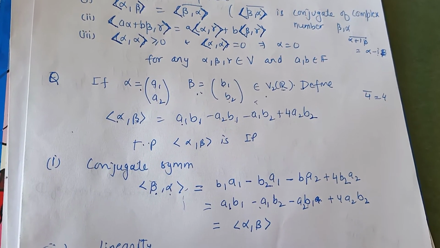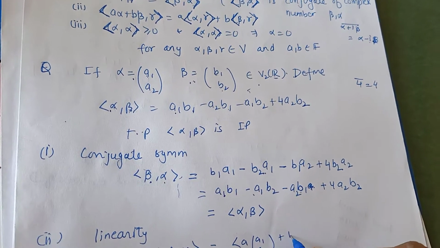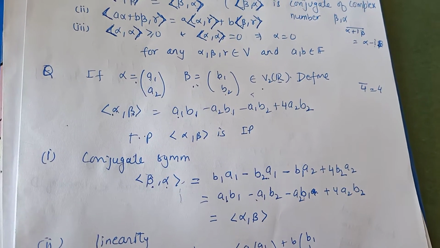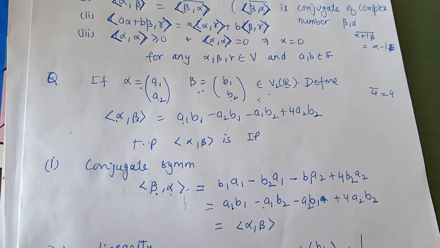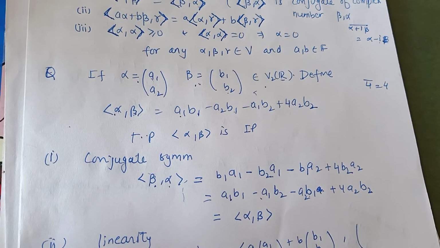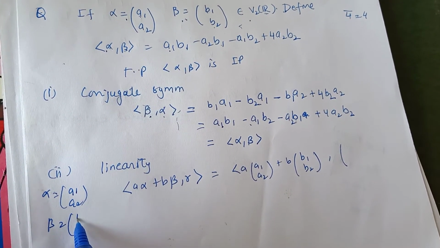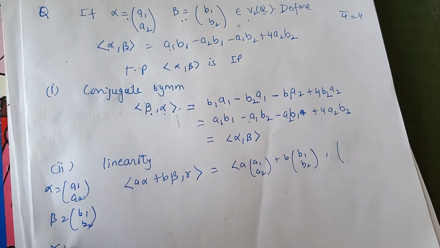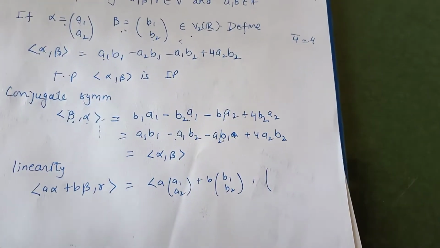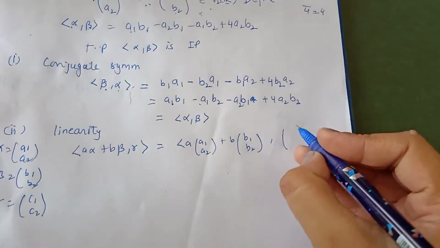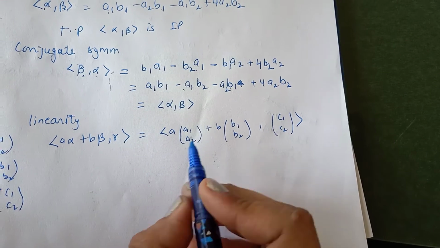It will be a. What is our alpha? Let us take alpha as a1 a2, beta as b1 b2, and gamma as c1 c2. So I am putting the values here. This is c1 c2, and firstly I am just combining this first part.